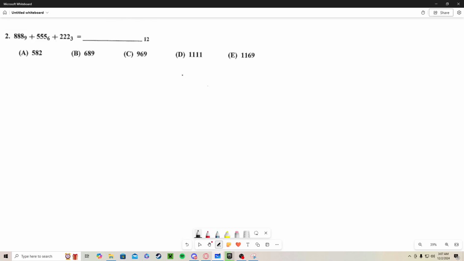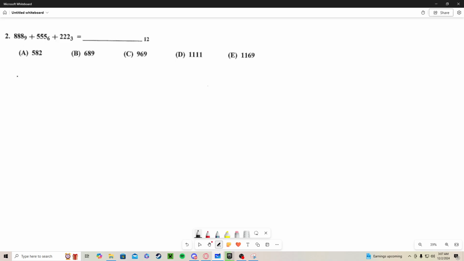Alright, question 2. Convert 888 in base 9 plus 555 in base 6 plus 222 in base 3 is equal to blank in base 12. The way you would find this is you first want to convert each of these numbers into base 10, which is the way we normally count.